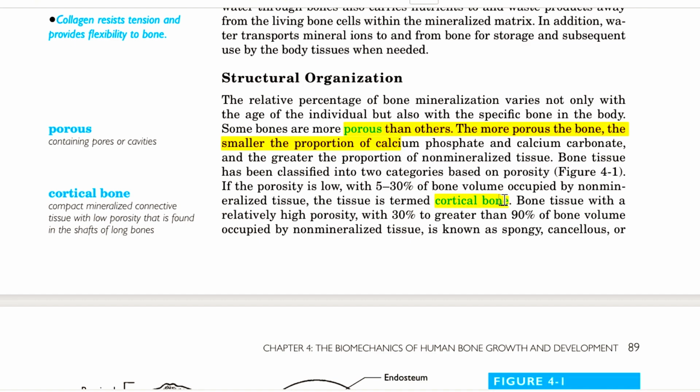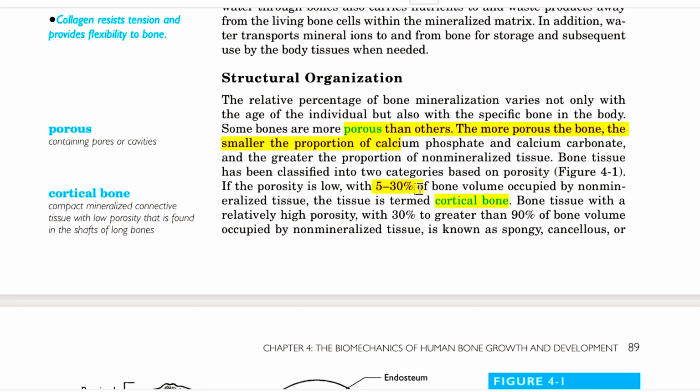It has very low porosity, like it is written here, only 5 to 30% is non-mineralized tissue. That means the porosity is so low because it has more minerals like calcium that make it very stiff, so it can handle high stress but cannot bend much. So it breaks if too much bending or force is applied. That's why most bones break from the outside more than the inside.